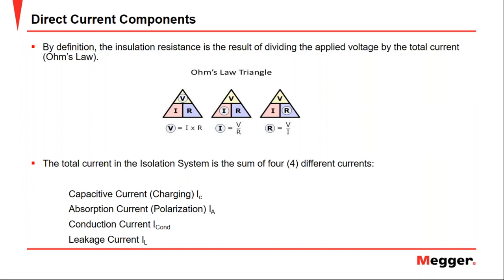Because immediately after we start supplying the motor with a DC voltage, 4 currents appear in the motor insulation. These 4 currents are the following: first, capacitive current, or you can name it charging current too. Second, absorption current or polarization current. Third, conduction current. And fourth, leakage current. The total current will be the sum of those 4 currents. Now, knowing this, let's take a look at the electrical behavior of each one of them.